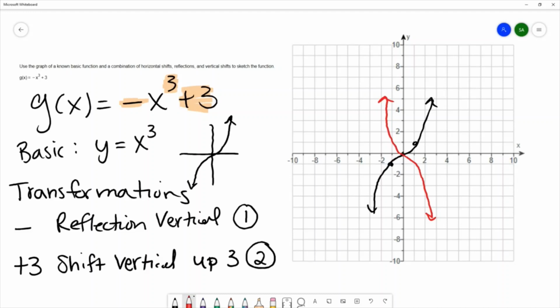And then I want to do the vertical shift up 3 units. So I'm focusing on this point right here at the origin. I'm going to shift that point up 3 units. And my graph would look something like this.